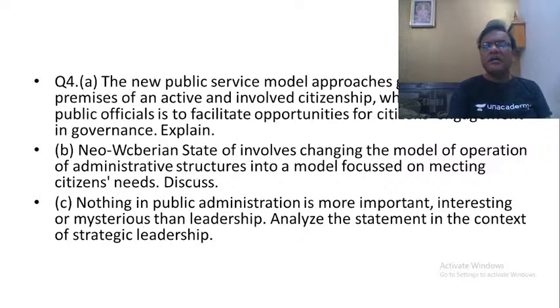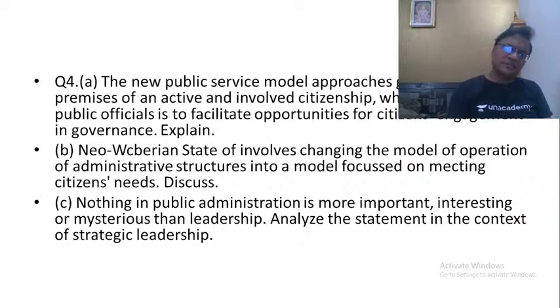Why? Because what the 2008 financial crisis has proved is that if you are looking at immediate short-term benefits, it can result in the collapse of our nations also. That is the reason why we're talking about strategic leadership. Even in the case of countries, you can see that all the countries right now are talking about sustainable development and long-term inclusive growth. And this is where the role of leadership becomes very, very important.